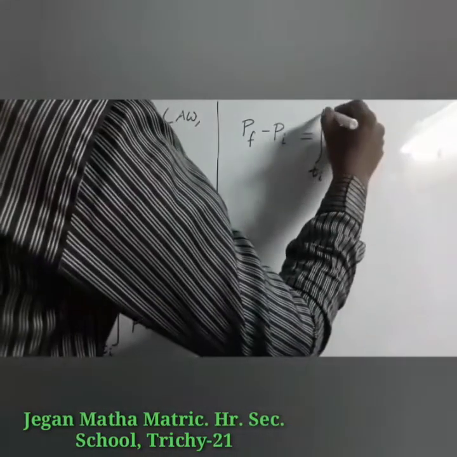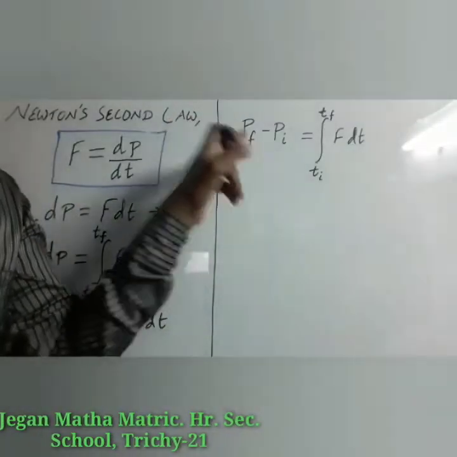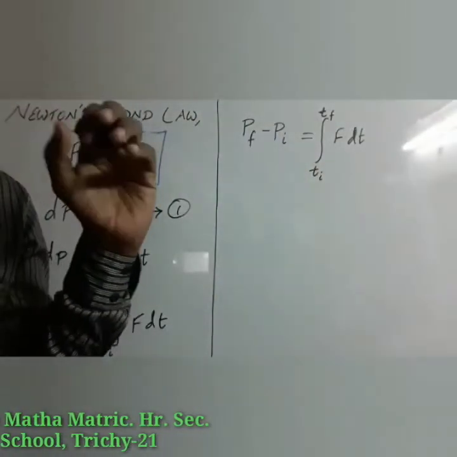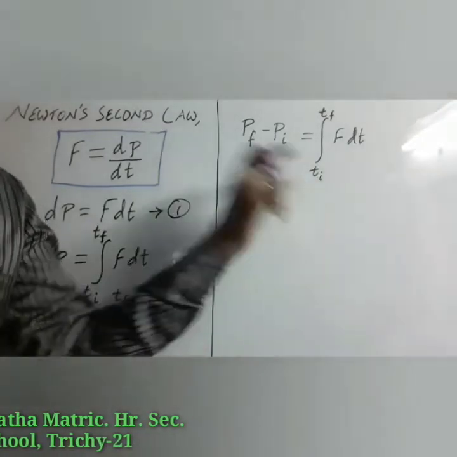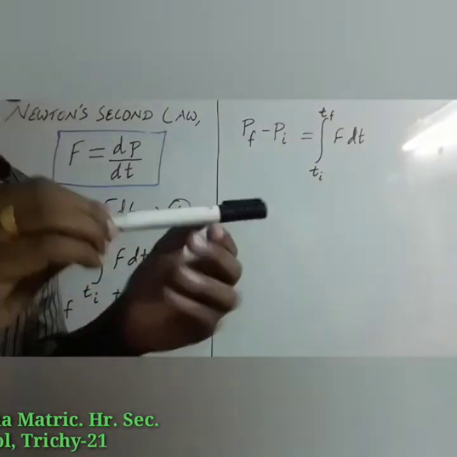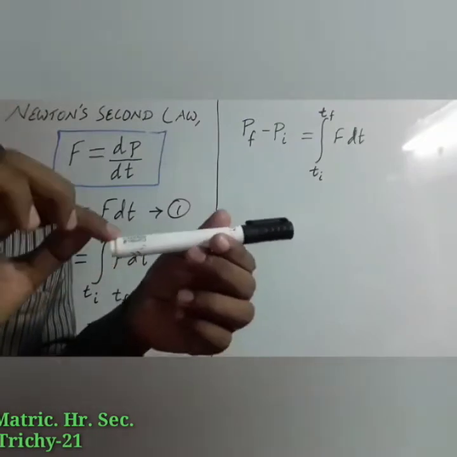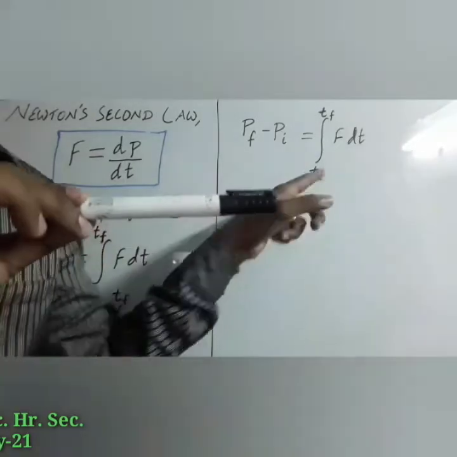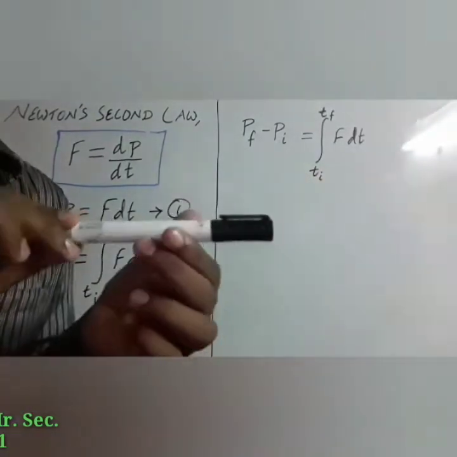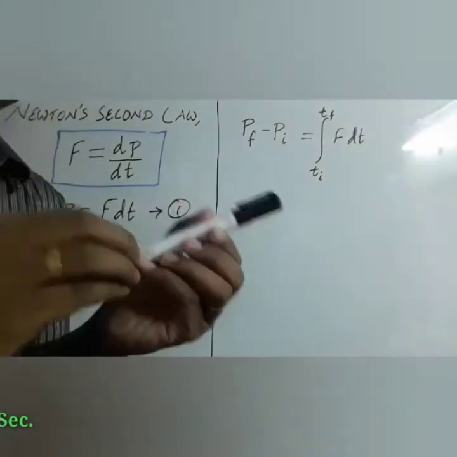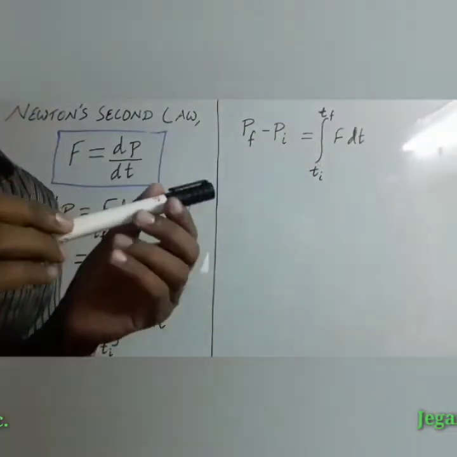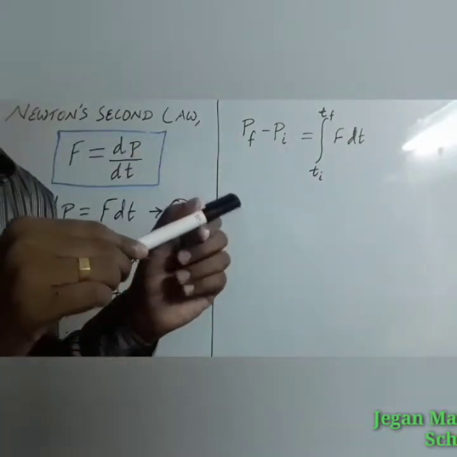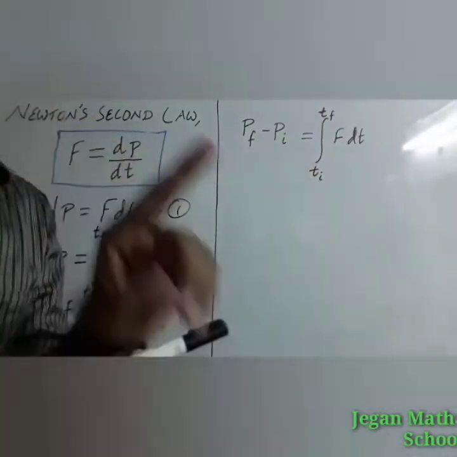Here pf is the final momentum of the object at the time tf and pi is the initial momentum of the object at the time ti. The object is moving now. At the time ti, this object is moving. It has a mass, and since it is moving, it has a velocity. So mass into velocity is known as momentum. So at the time ti, it has the momentum pi. An impulsive force is acting on it. At the time tf, its velocity has changed, so there is a change in momentum also. So at the time tf, its momentum is pf.